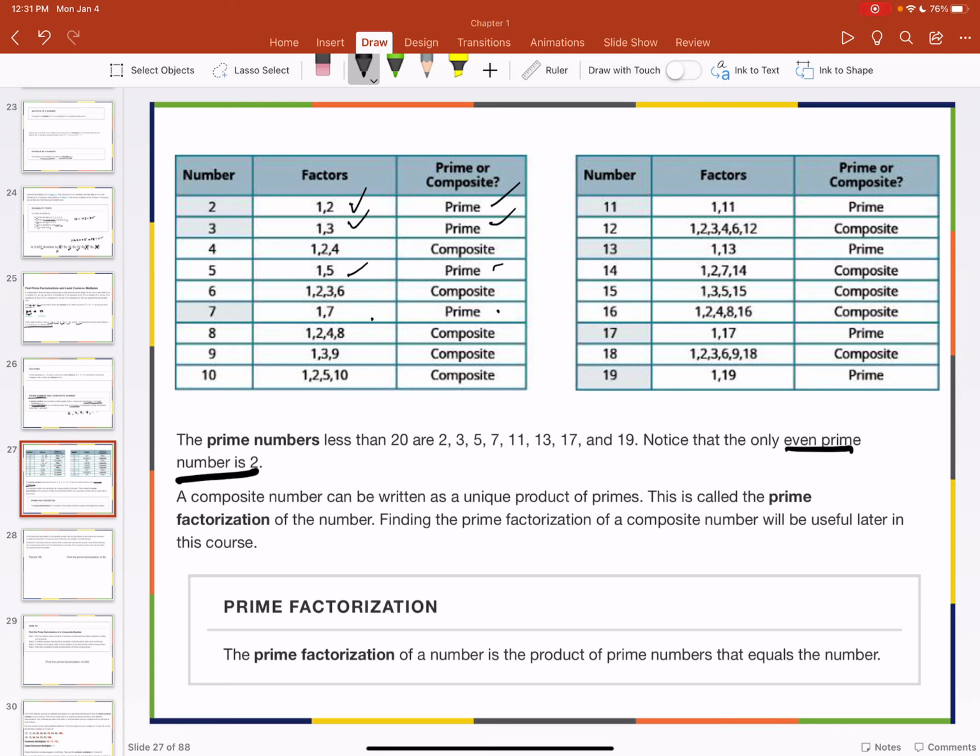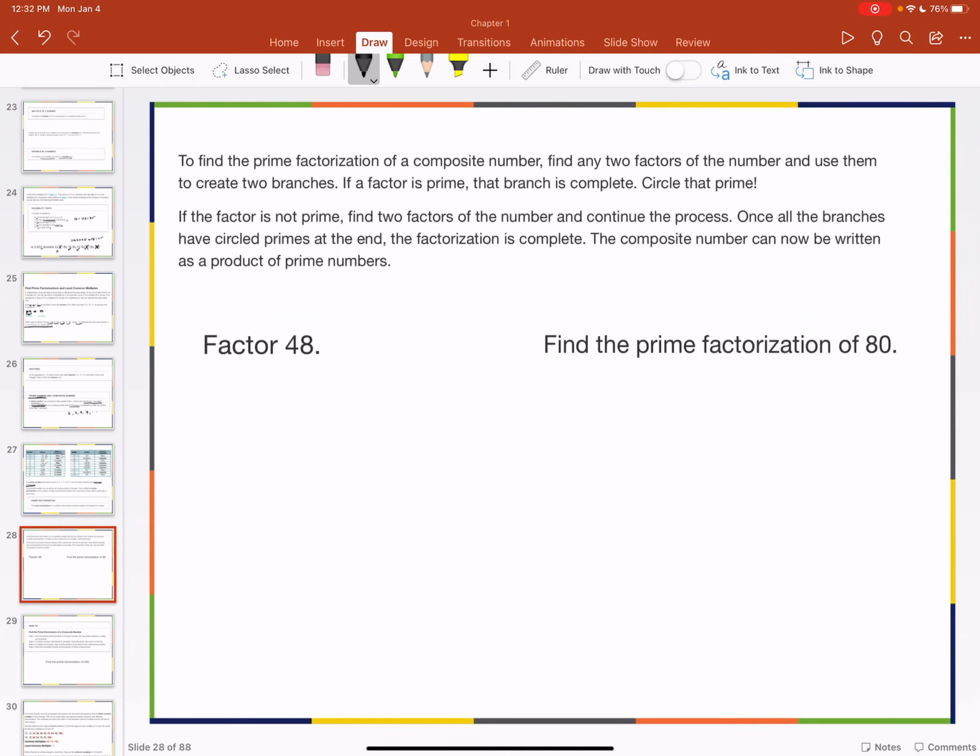Okay, so any composite number can be written as a unique, meaning that there is only one way, product of primes, okay? Since this is unique, it has a special name. This is called a prime factorization of that number. We really need to be super familiar and comfortable with this, and get used to the terminology. When I'm doing prime factorization, I'm taking a number and breaking it apart into all the possible primes, and the product of these primes gives me the number back.